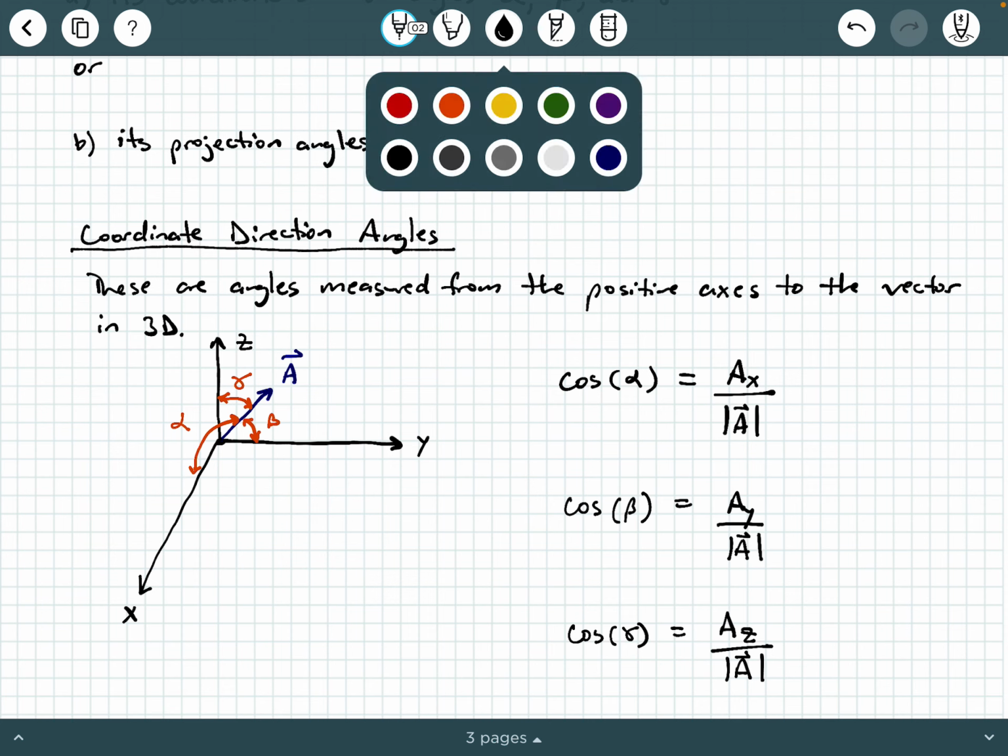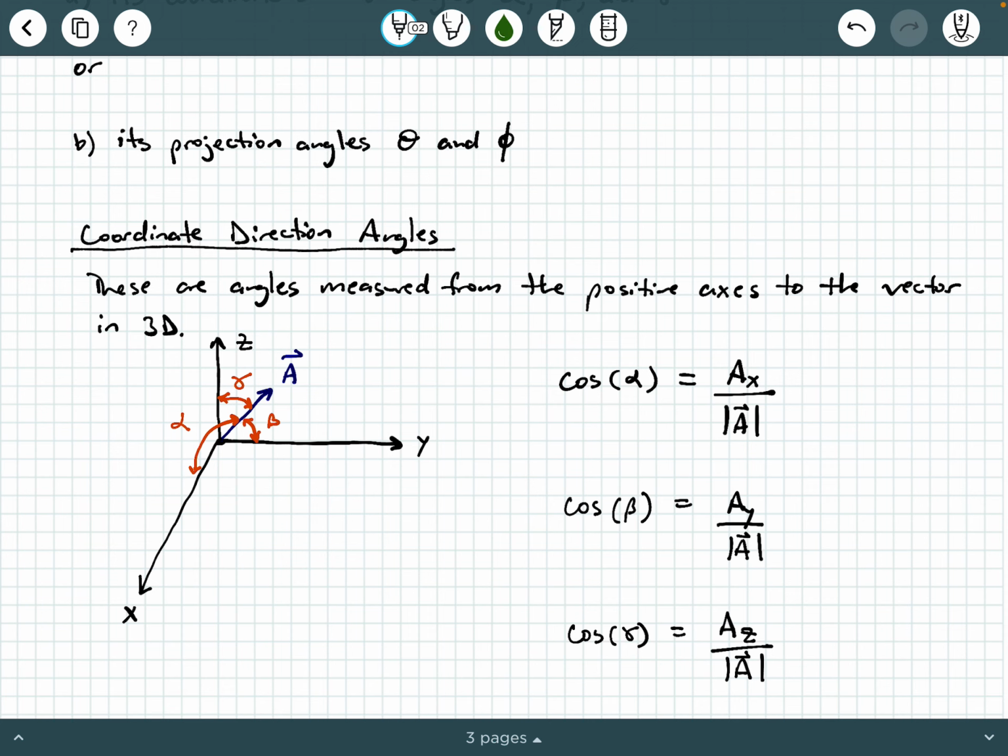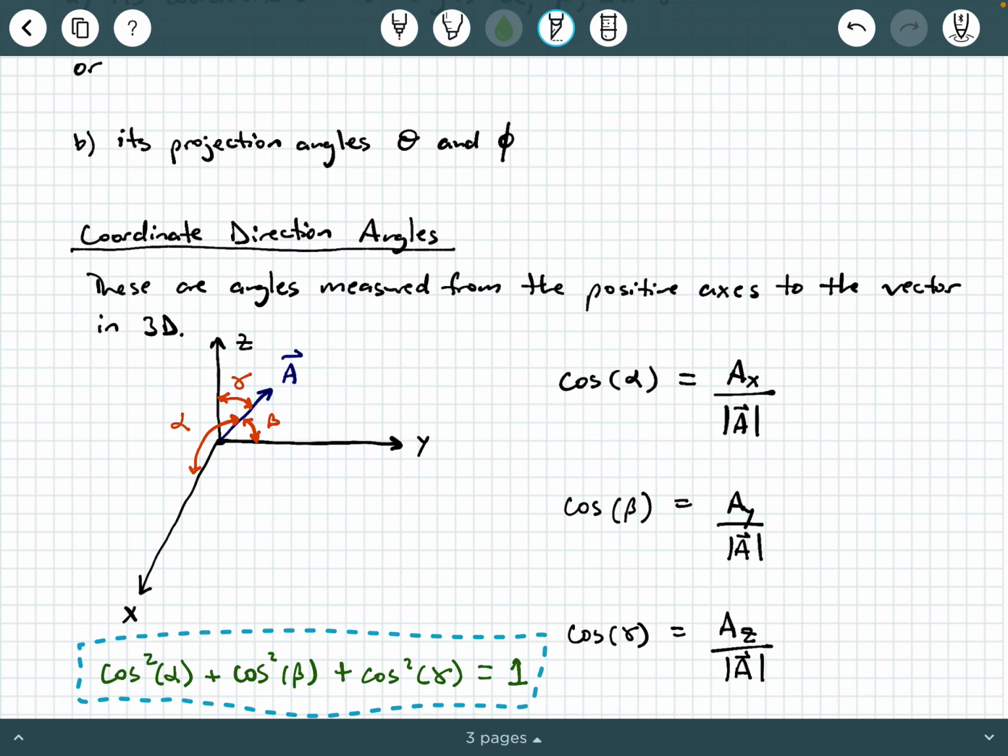And that Pythagorean identity is going to be summarized as the following. It turns out that cosine squared of alpha plus cosine squared of beta plus cosine squared of gamma is going to equal 1. So we have this little Pythagorean identity that relates all three of these coordinate direction angles together. Again, it's the sum of the squares of the cosines of each of these angles equal 1. All right, so that's what we're dealing with when we talk about coordinate direction angles.